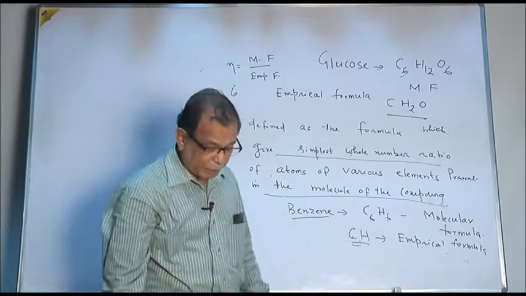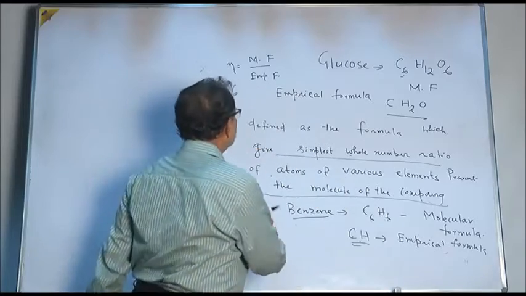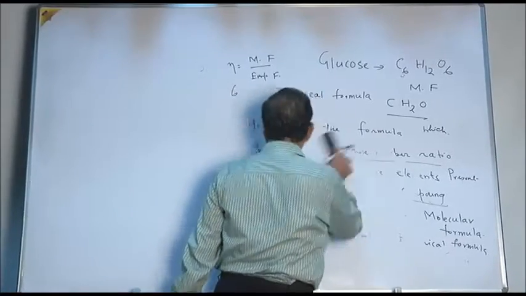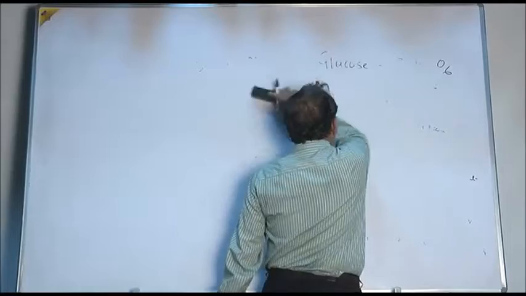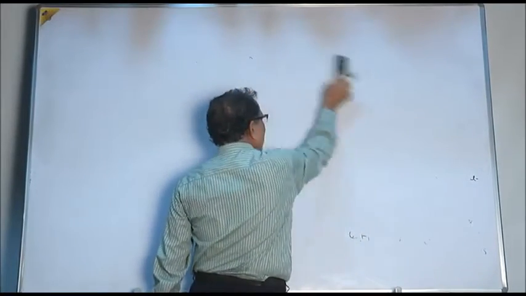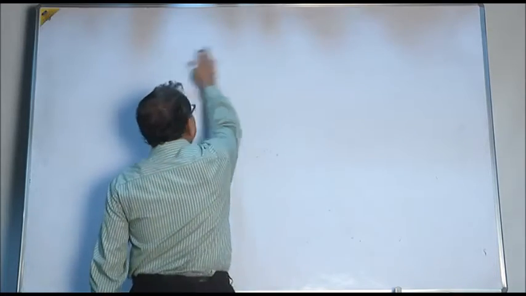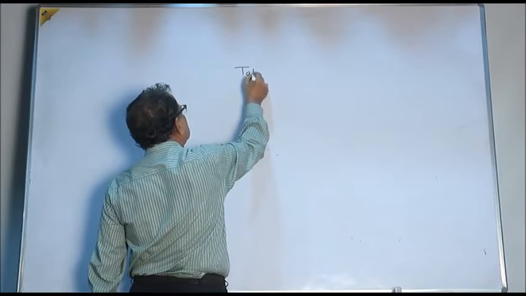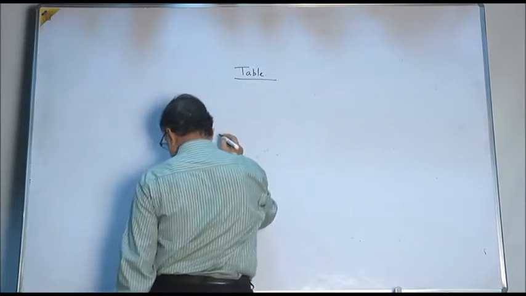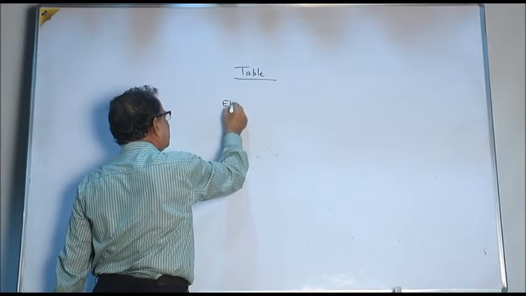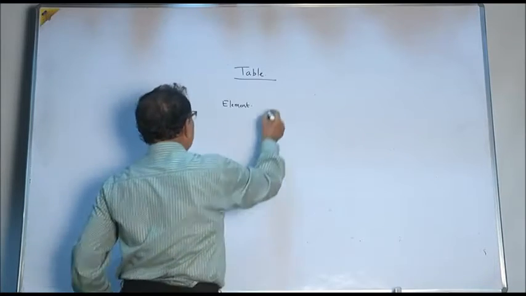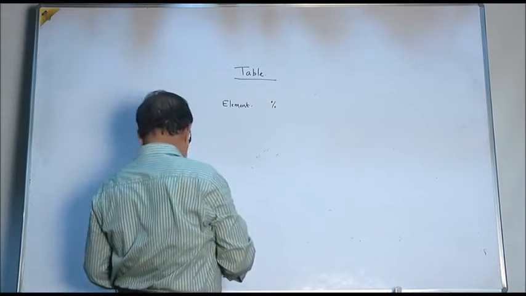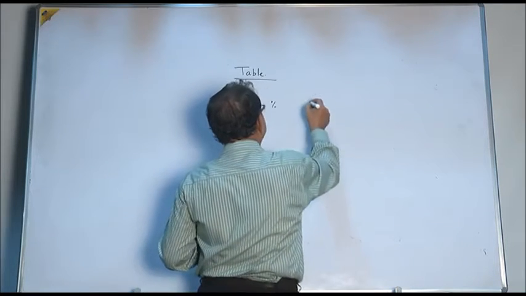So how can we find out the empirical formula? There are problems. We have to work out some problems. When you go to solve the problem, you have to follow the following rule. First make a table. In the table, first write down the element, then the percentage given in the question, then the atomic mass.